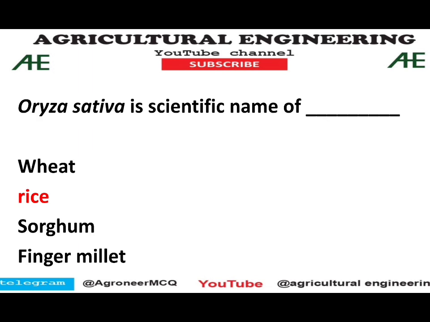Oryza sativa is the scientific name of rice. So from a general agriculture point of view, please remember the scientific names of cereal crops, fruits.